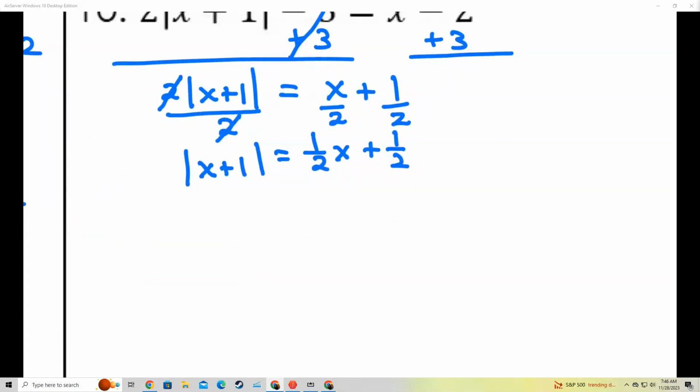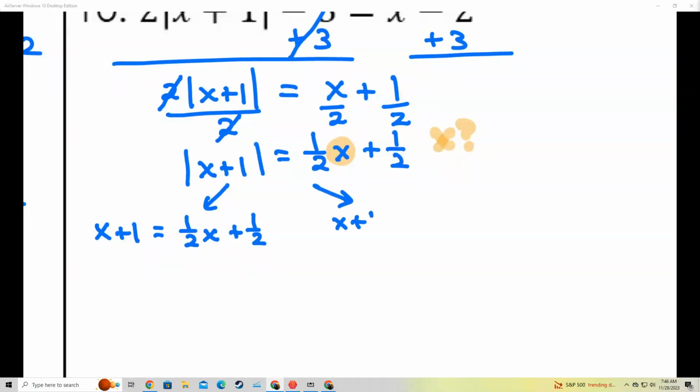I notice that there's an x over here. That means I might have more than one solution. Okay. Let's go ahead and set up our equations. Let's see. The first one is going to be normal. It's going to be x plus 1 is equal to 1 half x plus 1 half. And the other one is going to be x plus 1 is equal to, I got to do the exact opposite. That's going to be negative 1 half x minus 1 half.